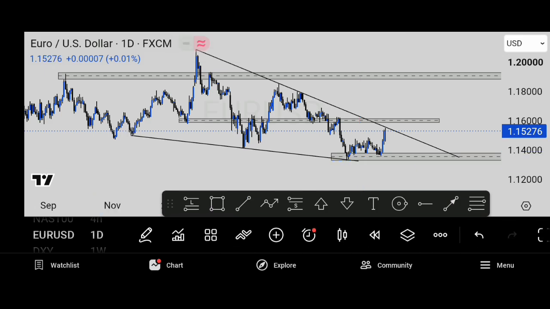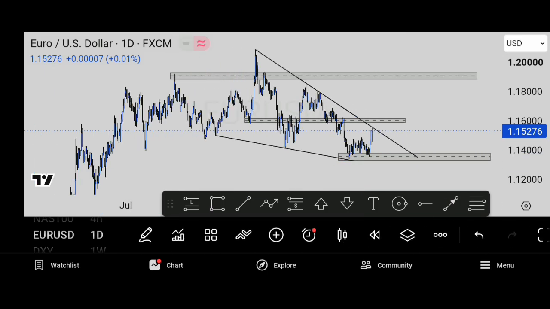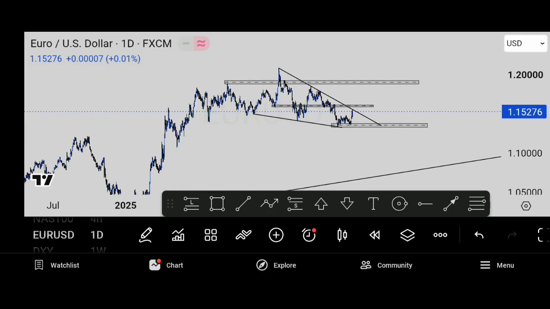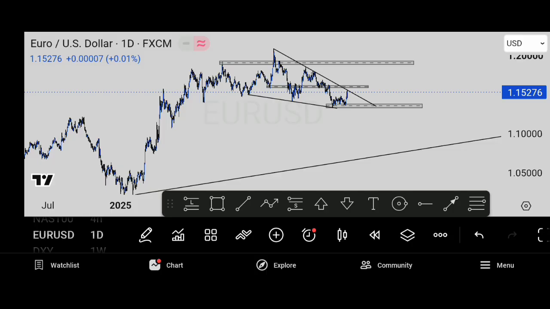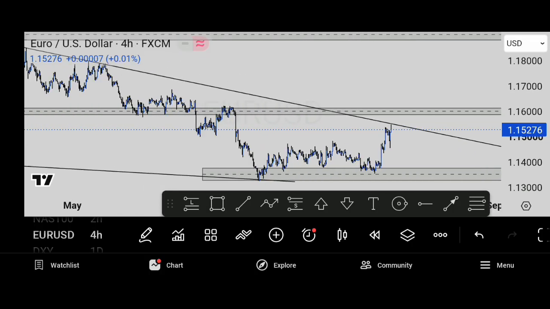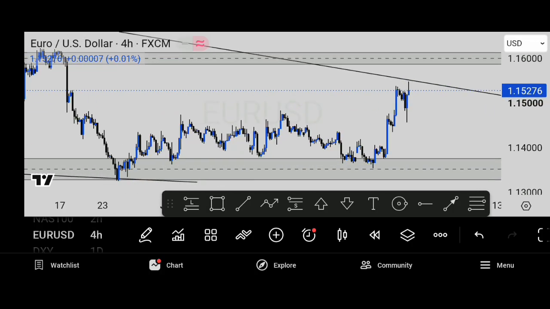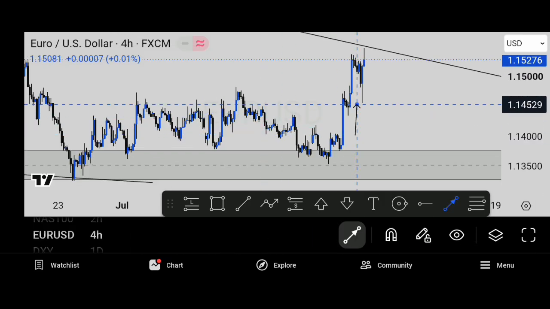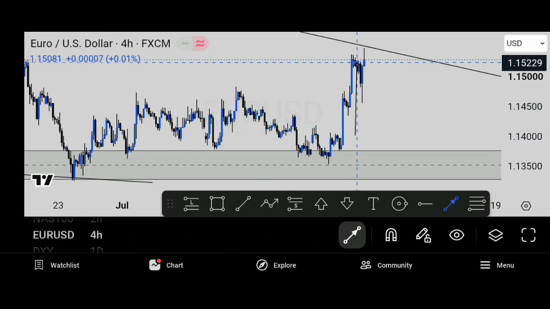So as you guys can see, we also have this falling wedge. But I'm not so certain about this falling wedge, right? So anyway, let's move down to the 4-hour time frame. So right now on the H4 time frame, you guys can see how we closed, right? We closed with this candlestick.